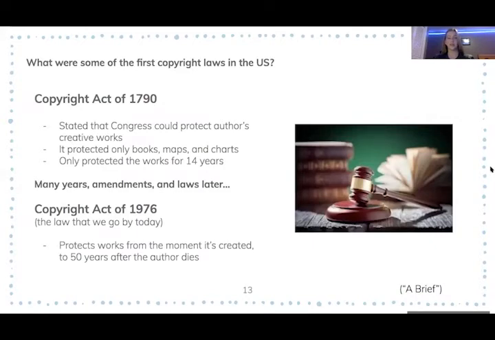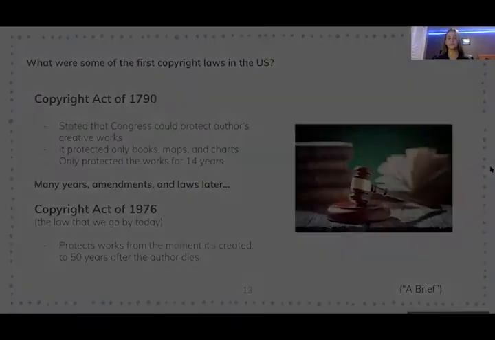Some of the first copyright laws in the US were the Copyright Act of 1790, and it stated that Congress could protect authors' creative works, but it only protected books, maps, and charts for up to 14 years. Many years, amendments, and laws went by, and the Copyright Act of 1976 came up, and it's the law that we go by today. It protects works from the moment it's created to 50 years after the creator dies.